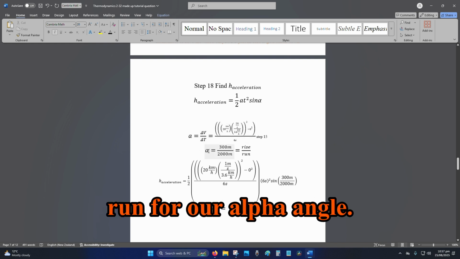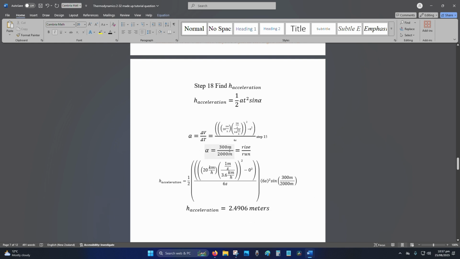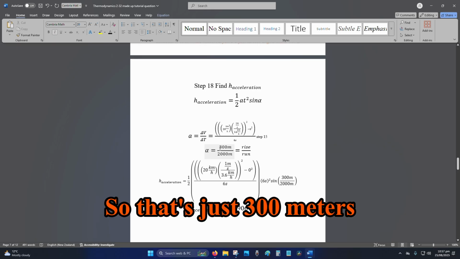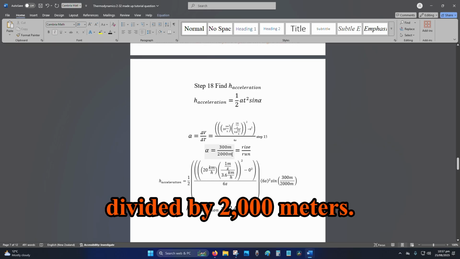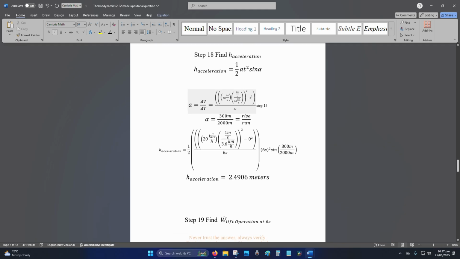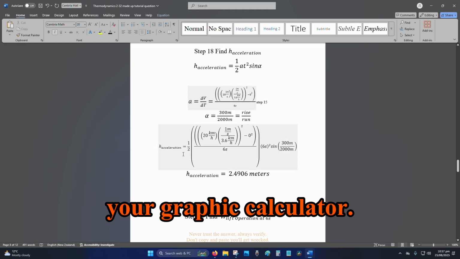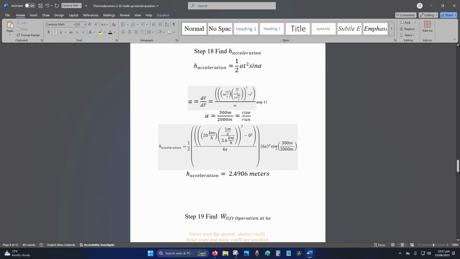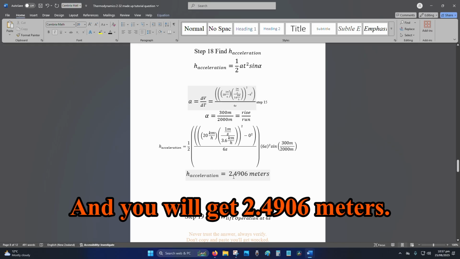And then rise over run for our alpha angle. So that's just 300 meters divided by 2,000 meters. Okay, plug this into your graphic calculator. And you will get 2.4906 meters.